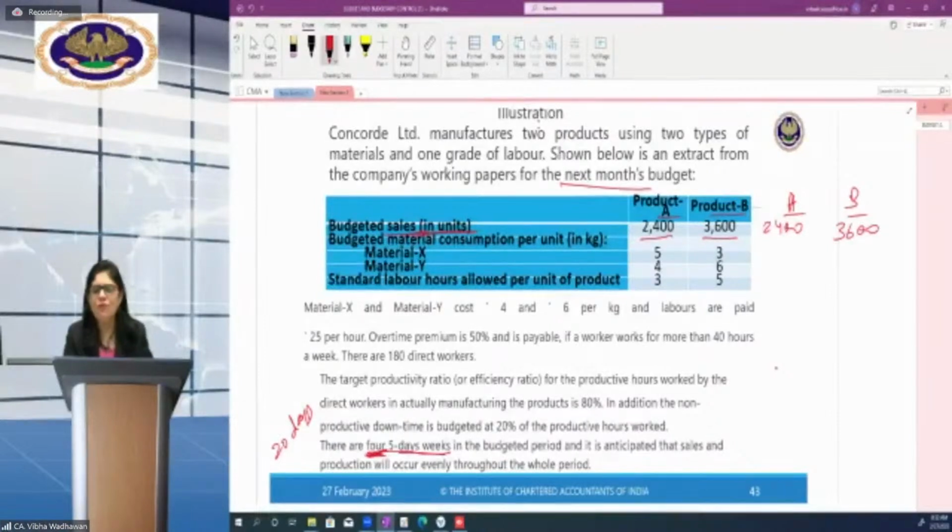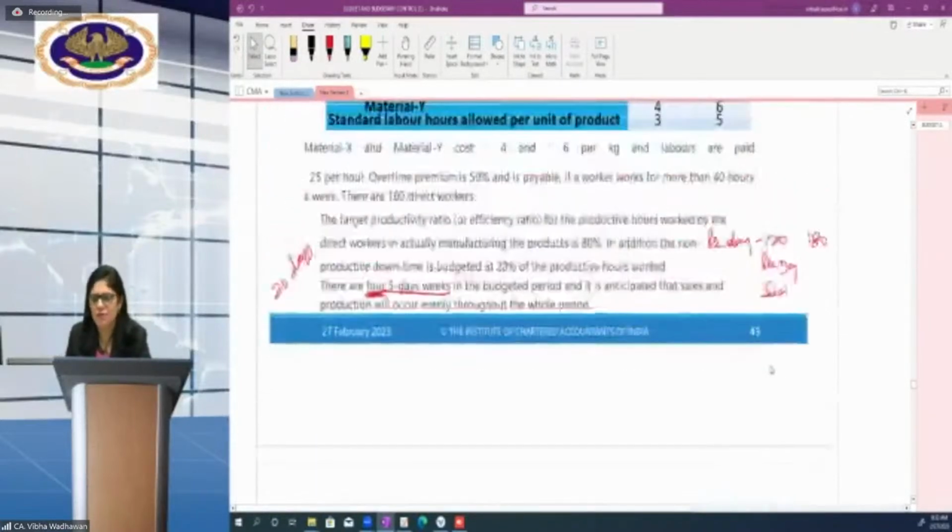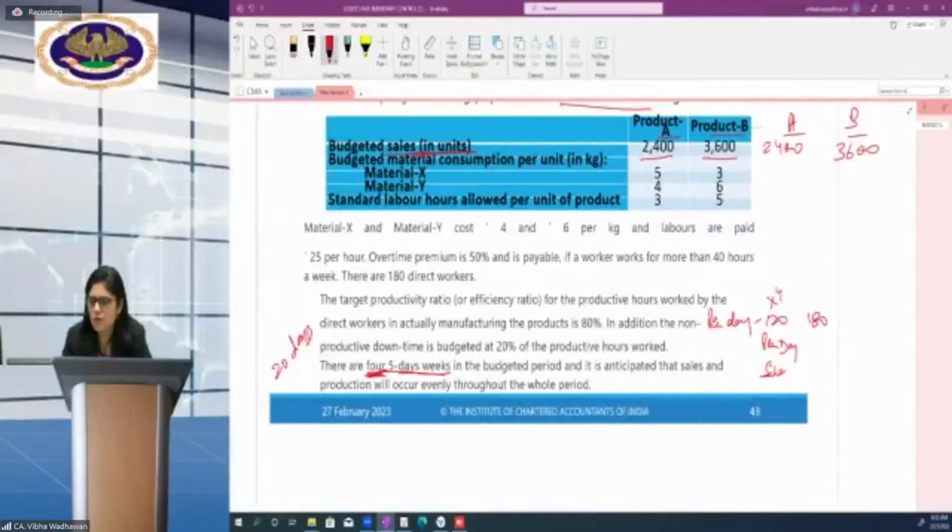So this 2,400 sale is over a period of 20 days. What is the per day sale? 2,400 divided by 20, the per day sale is 120 for product A, and 3,600 divided by 20 gives 180 per day sale for product B. So how much is the closing stock? 4-day sale and 5-day sale, so multiply by 4 and by 5. Calculate the closing stock here.